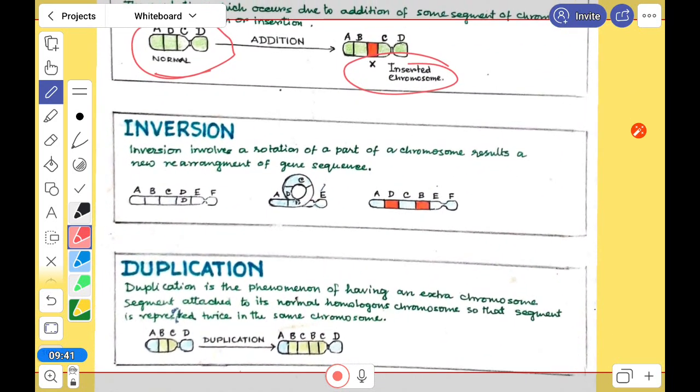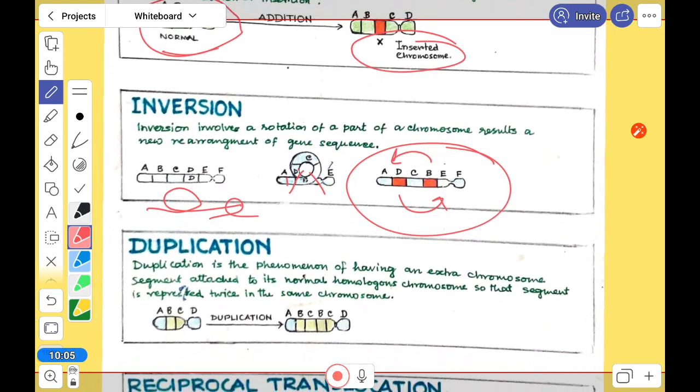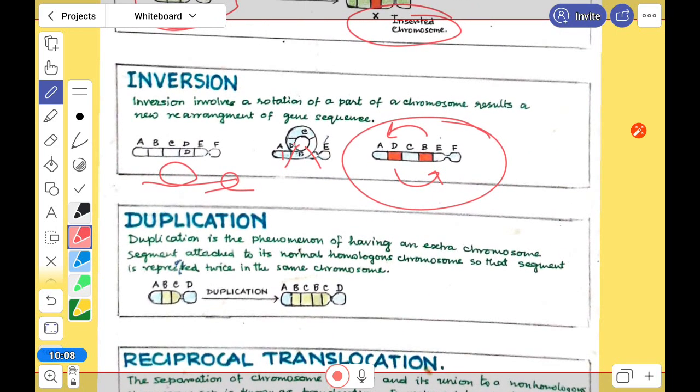Inversion. Look at here. If this part rotates like this, then A and D may tear, and after that they will join. Then something will be altered. See that B goes there and D comes here. So this is the inversion. And also another type, it is duplication. B and C, this part is duplicated, B and C, one after another.